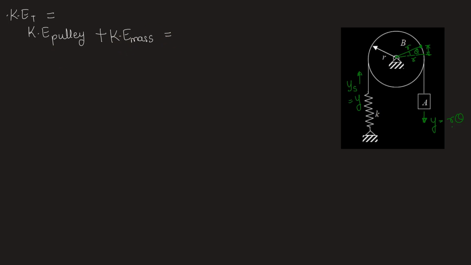Now kinetic energy of the pulley can be written in terms of I and theta dot. We write it as half of I, I being its mass moment of inertia. For a disk, the pulley is equivalent to a disk. Mass moment of inertia is m r square by 2, where m is the mass of the pulley, into omega square, the angular velocity of the pulley, plus kinetic energy of the mass, which is simply given by half into mass of the given block into y dot, that is the velocity of the mass in downward direction, whole square.